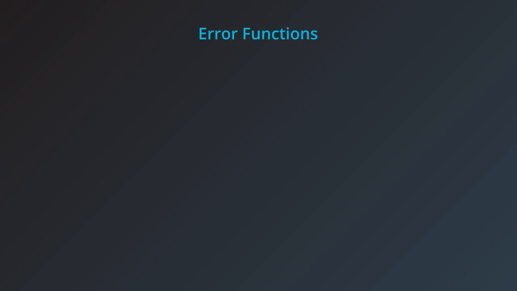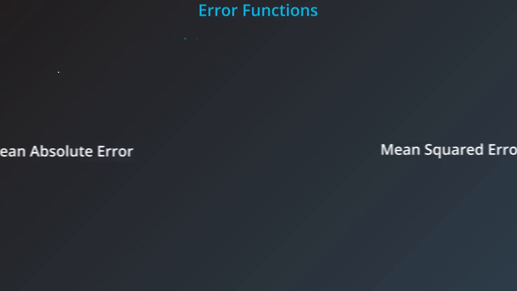In the last video, we learned how to decrease an error function by walking along the negative of its gradient. Now in this video, we're going to learn formulas for these error functions. The two most common error functions for linear regression are the mean absolute error and the mean squared error. First, we'll learn the mean absolute error.